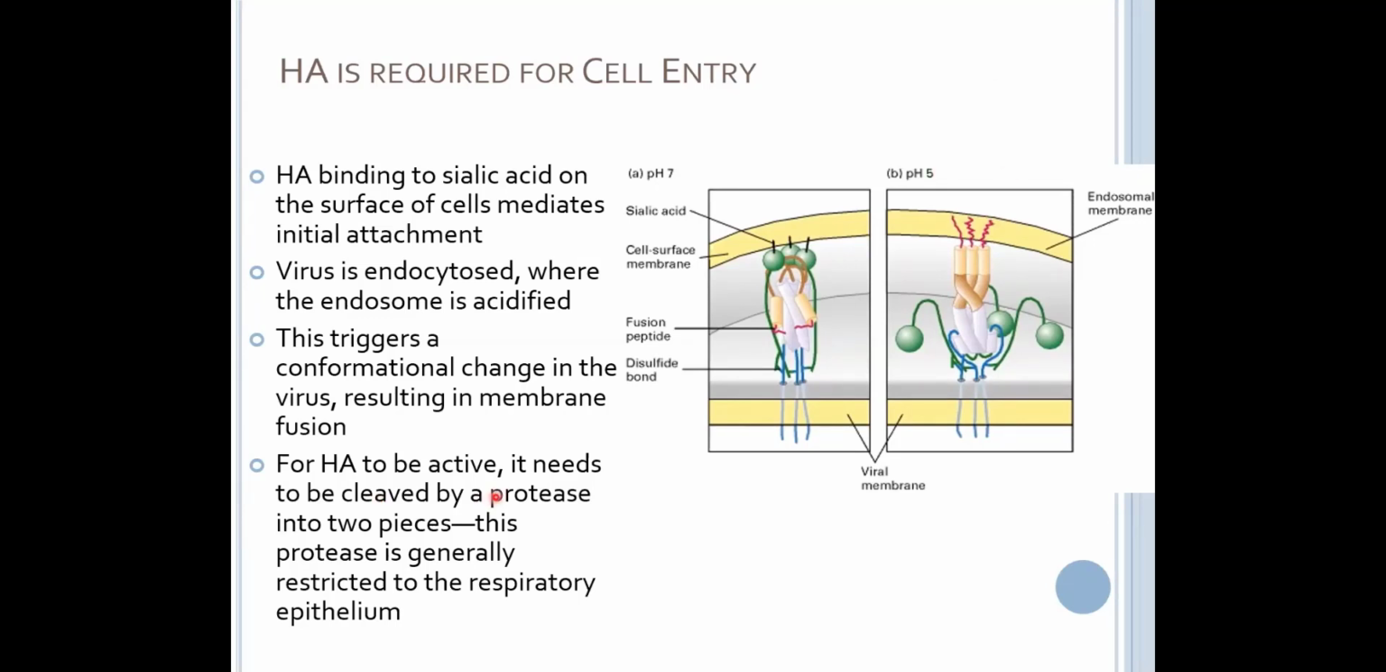be cleaved in a specific spot, and that protease only exists in humans, generally in the respiratory epithelium. And this is what restricts influenza to be a respiratory virus, is that these proteases are stuck in the respiratory epithelium. In birds, these proteases are often in the gut, and so influenza is actually a gut infection. So in humans, people talk about the stomach flu, but the virus is never actually really productively infecting the gut epithelium because it needs this cleavage by proteases that are restricted to the respiratory epithelium.